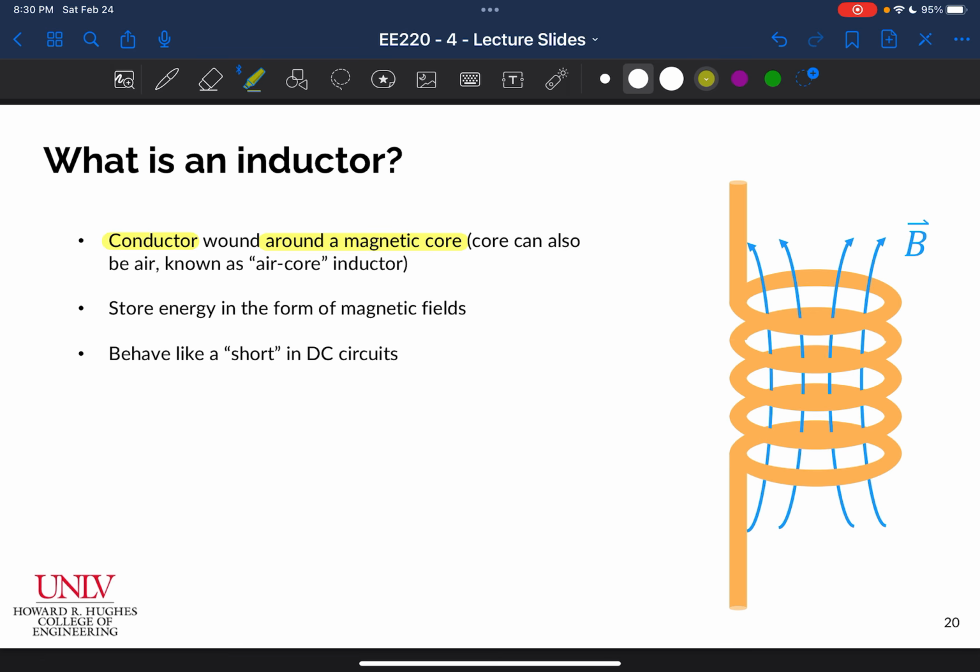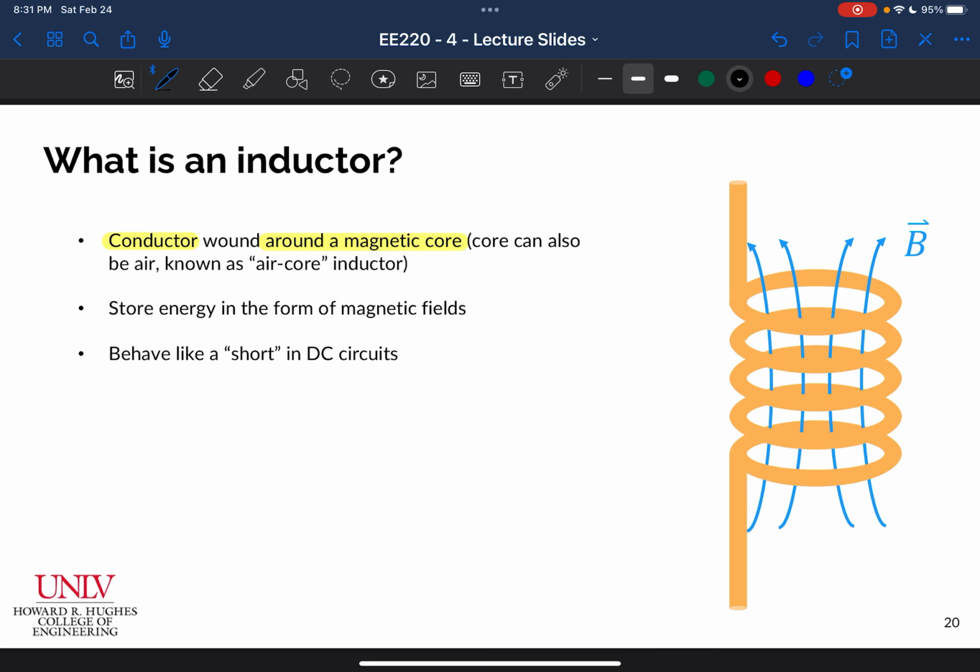The core does not need to be a physical material, similarly to the capacitor, where in the picture we had a plate, and then I drew another plate, and this central area between the two plates can just be air, or it can be some other better dielectric to make the capacitor even better, or larger valued.